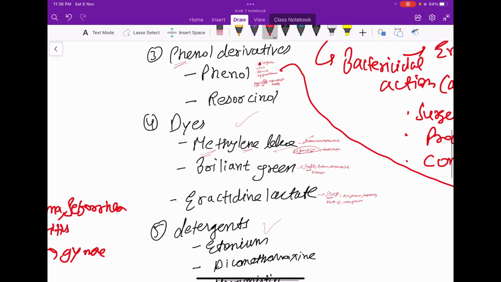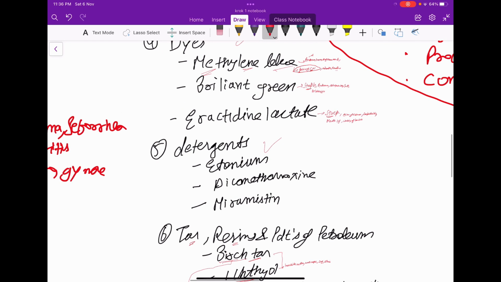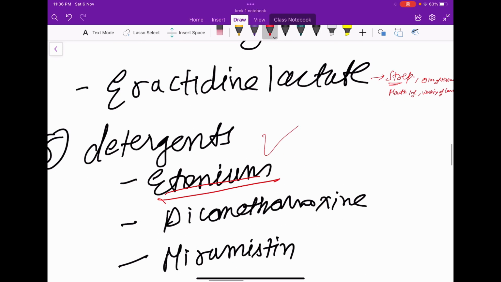Okay, guys. Then what else? What is the next category? What must we talk about? It's the detergents, and among the detergents we have etonium, right? About the etonium, it's a quaternary ammonium compound. Always remember, guys, that ammonia also had a weak detergent action. So it's a cationic detergent.